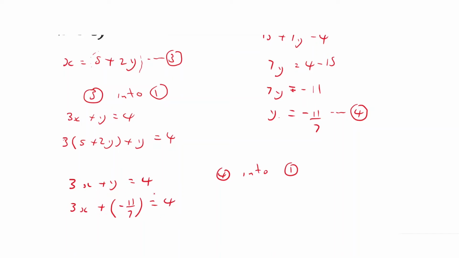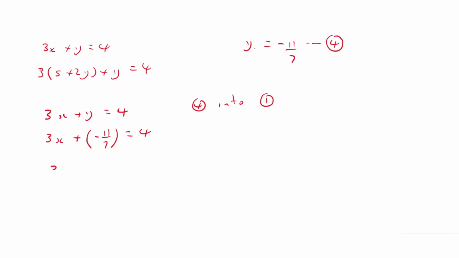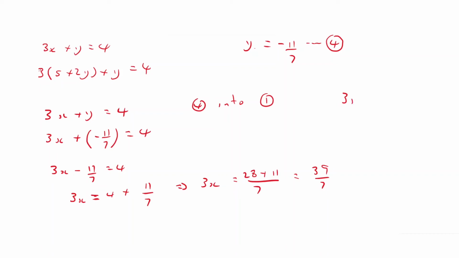Now from this one, there are two ways you can approach it if it's a fraction like this. I can show you both ways. This basically becomes 3x minus 11 over 7 equals 4. So you could just say 3x is 4 plus 11 over 7. This means that 3x is going to be equal to 7 multiplied by 4, which is 28, plus 11, and then you have 39 over 7. So you have 3x is equal to 39 over 7.